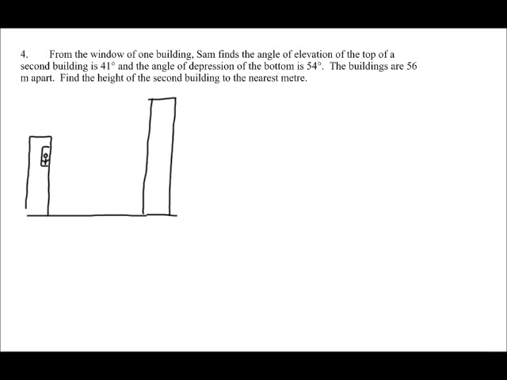Okay, so it says that Sam finds the angle of elevation to the top of the second building is 41. What is angle of elevation? Up. From what up? From the lasers that come out of your eyes or something. I don't know. So it has to be from a horizontal, so we have to construct one. Up to the top, right? That's the angle of elevation, so that would be 41 degrees. And then, where would you draw the angle of depression? Down to the bottom. From the horizontal down to the bottom is 54 degrees.